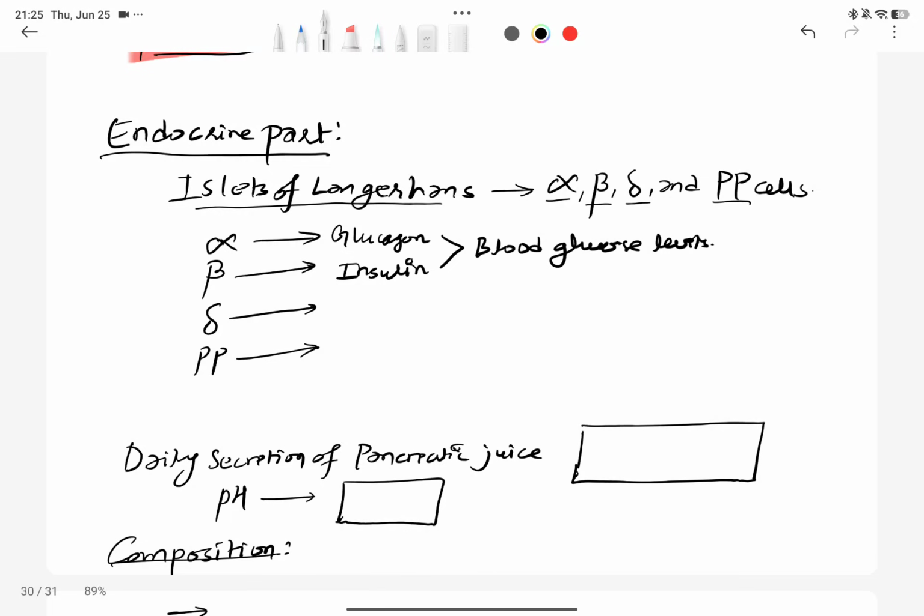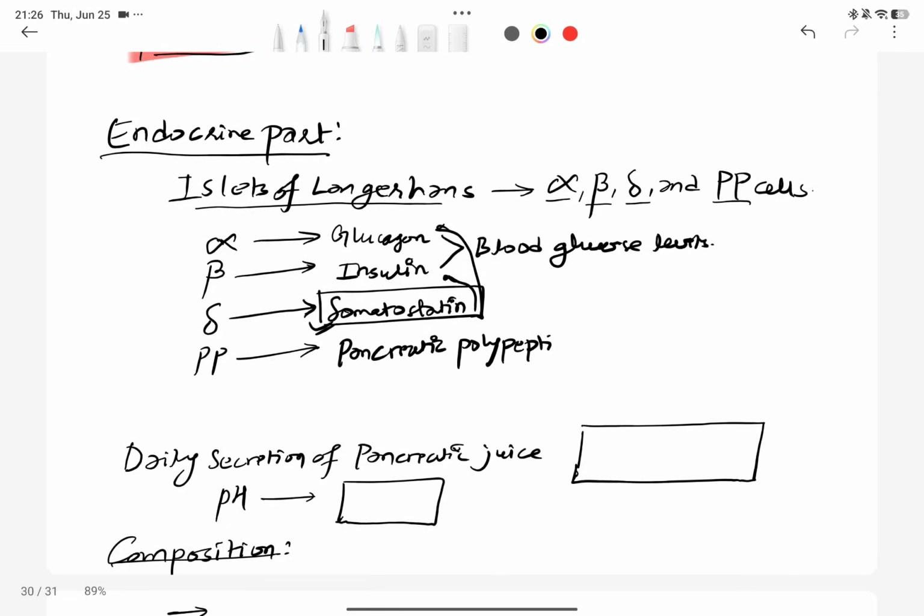The delta cells secrete somatostatin. It inhibits the secretion of insulin and glucagon, so it is a regulatory type of hormone. And PP cells secrete the pancreatic polypeptide.